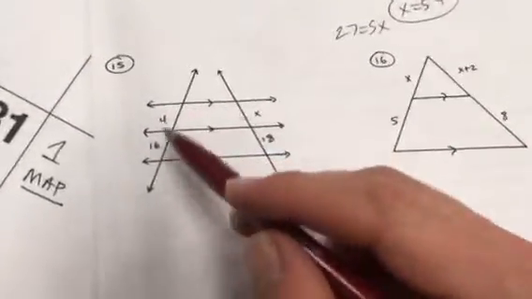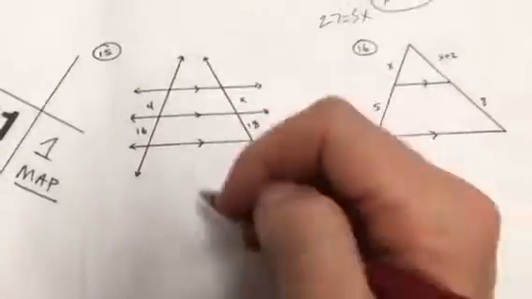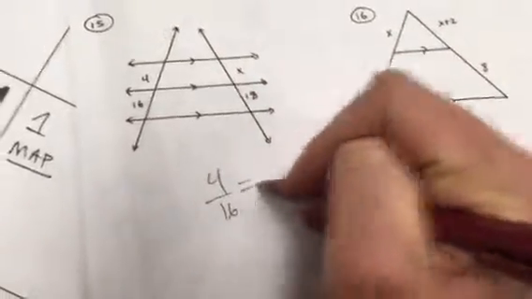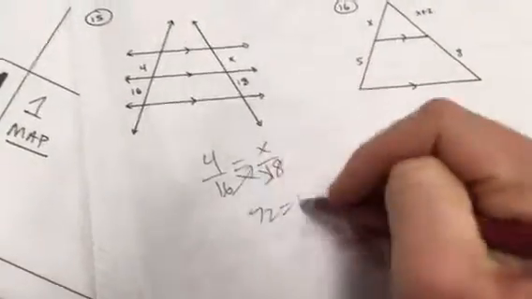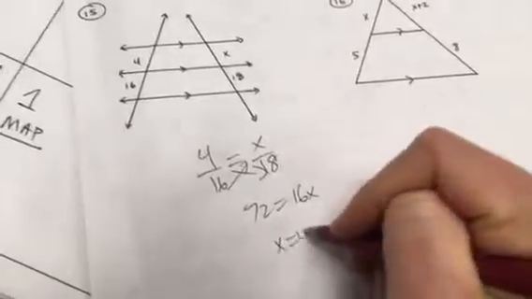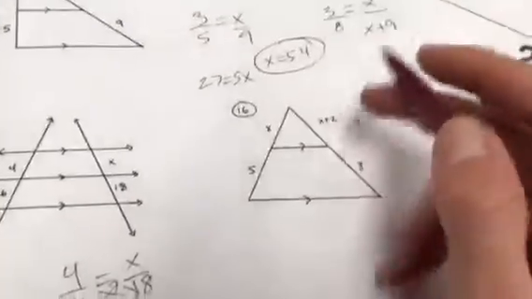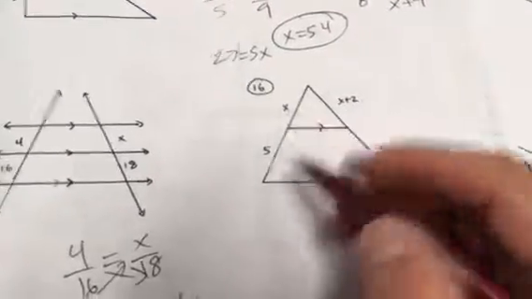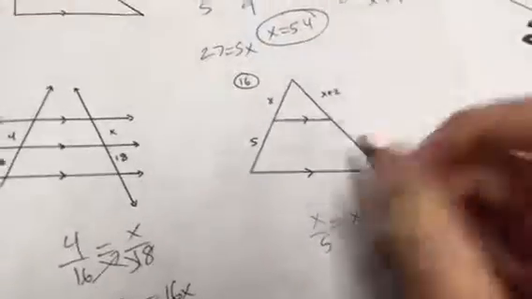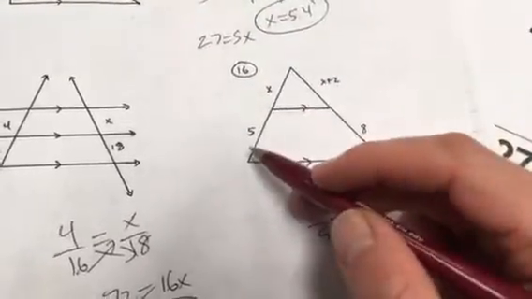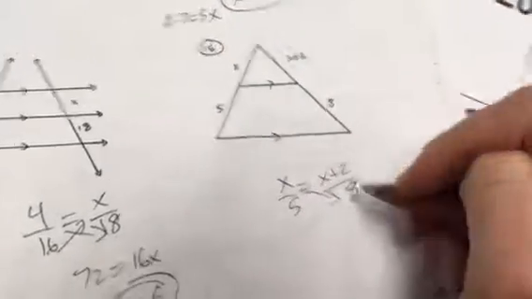Here, folks, we are going to have 4 over 16 equals x over 18, or you could say 4 over x equals 16 over 18. Either way, I think you're going to get 4.5 when you cross multiply. 72 is 16x. X is 4.5. And just like we did on 16, 16 and 14 are very similar. Because of these parallel lines, you can do x over 5 equals x plus 2 over 8. You don't have to do x over x plus 5 equals x plus 2 over x plus 2 plus 8. So that's going to save you some time.